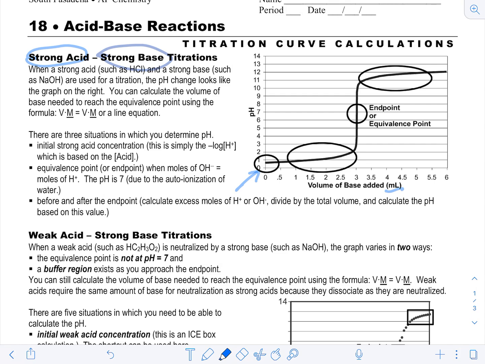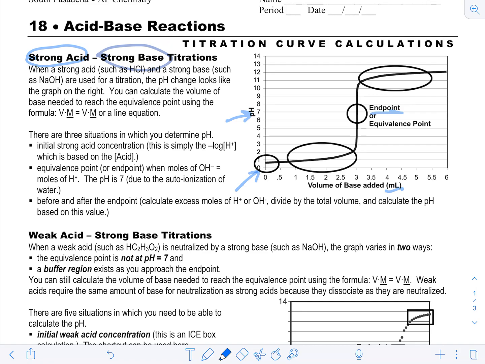Now the reason why you know that it's a strong base is when you look at the midsection or the end point of the titration, it actually is close to a pH of 7, which is a neutral pH. So you're assuming that all of the acid and all of the base have neutralized each other and you're left with a salt.